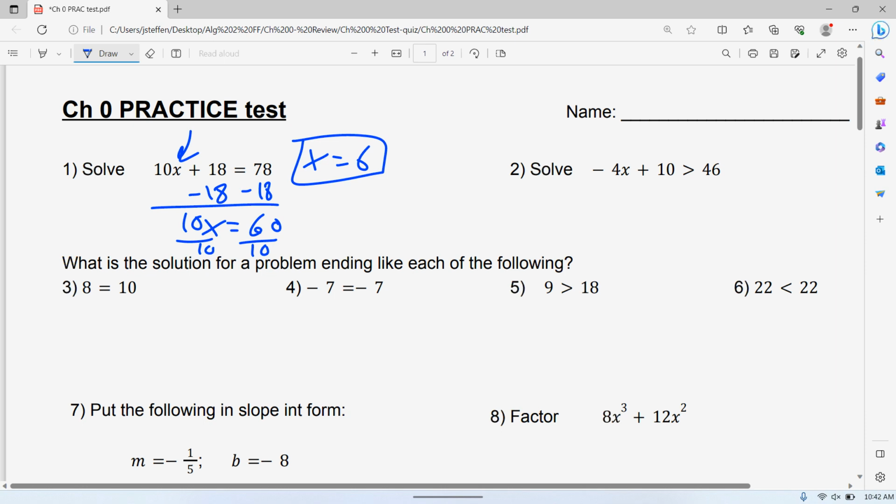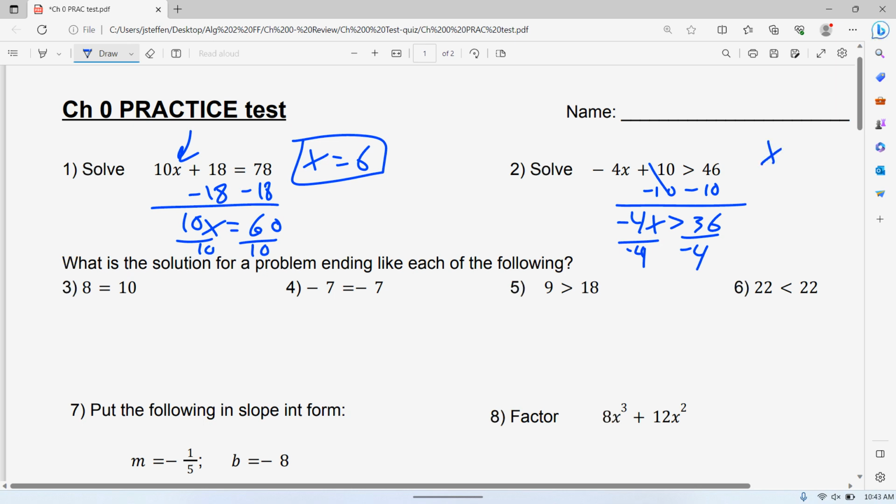So the inequality, we're just solving this one. We are not graphing this one. So we start by subtracting 10. We have negative 4x is greater than 46 minus 10, which is 36. Divide both sides by negative 4.